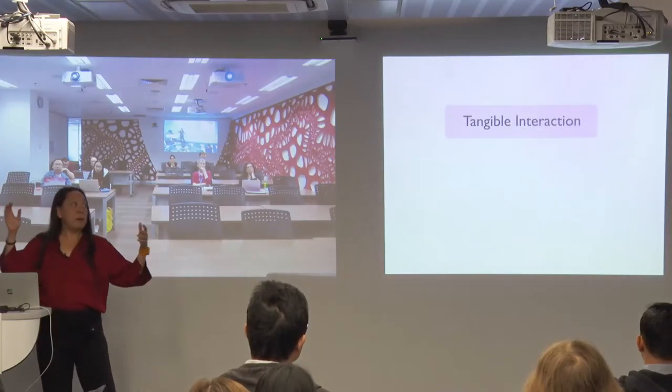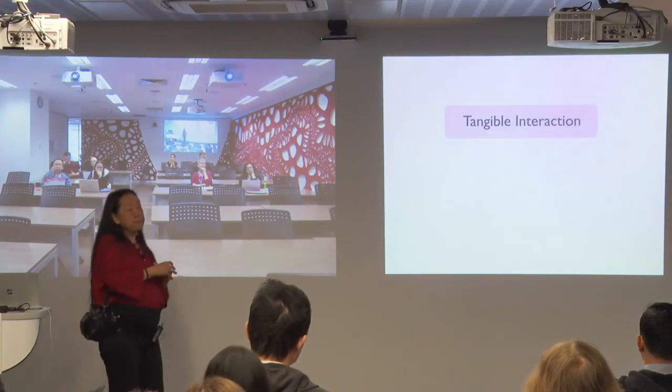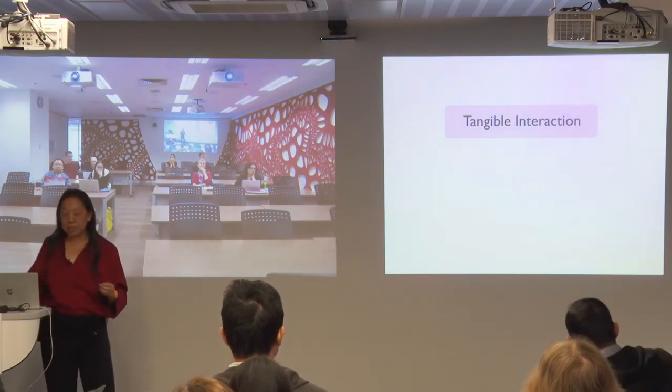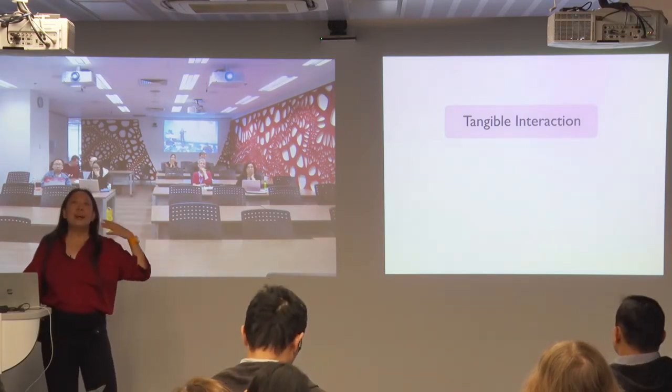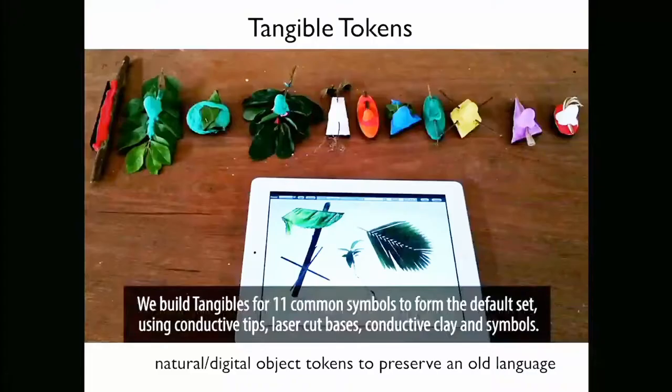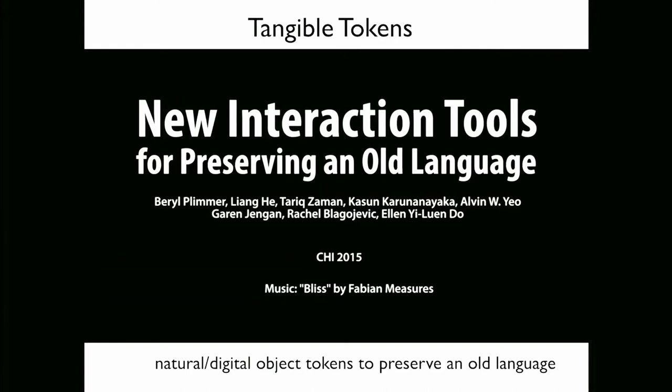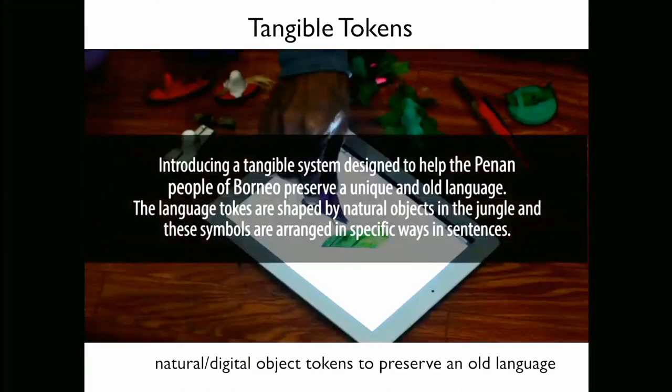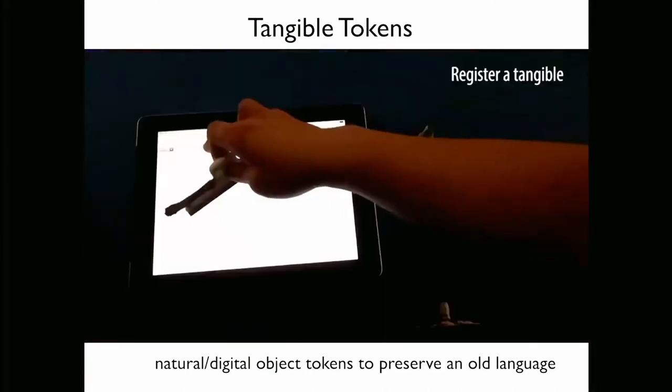Okay. So those are about virtual reality and augmented learning. And the last one is the tangible interaction. So we come a full circle, the idea about everywhere, everything, okay? So this project, we got the best paper prize for doing the tangible token.